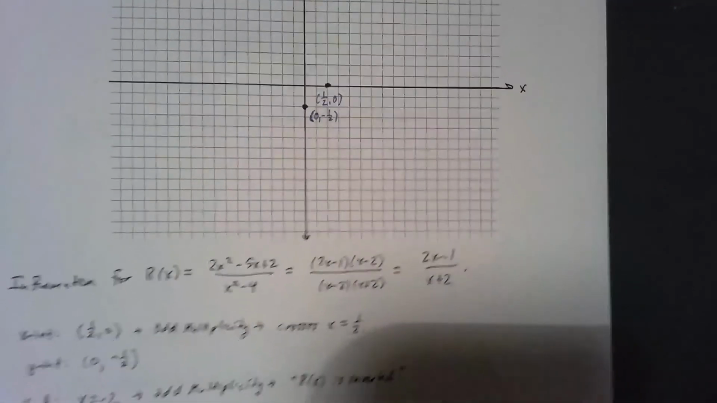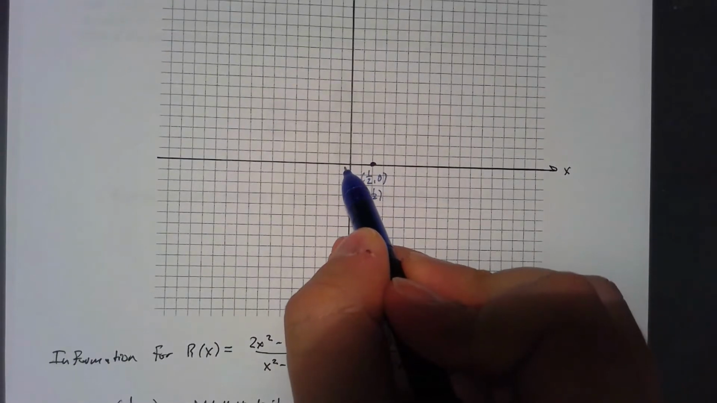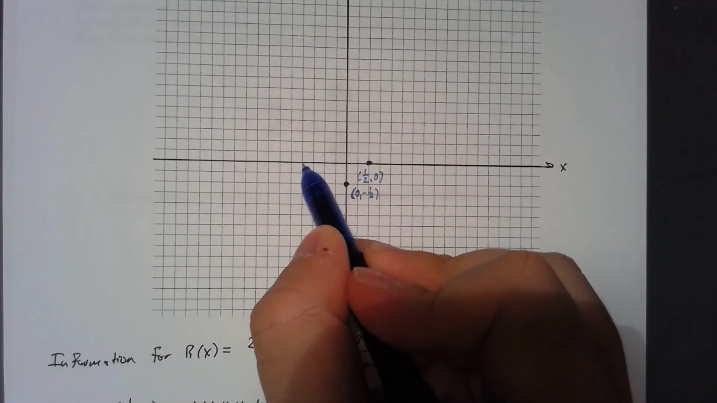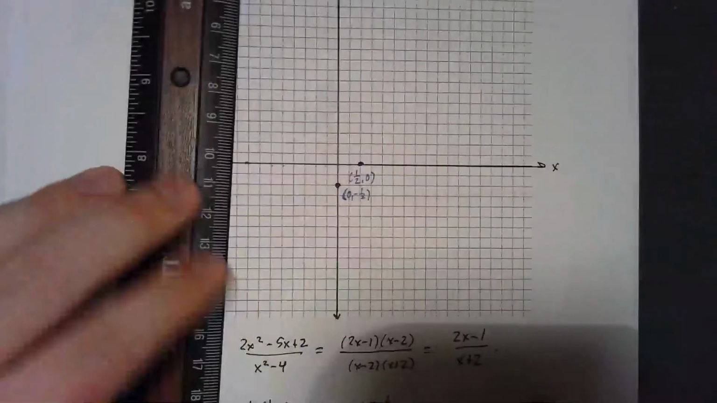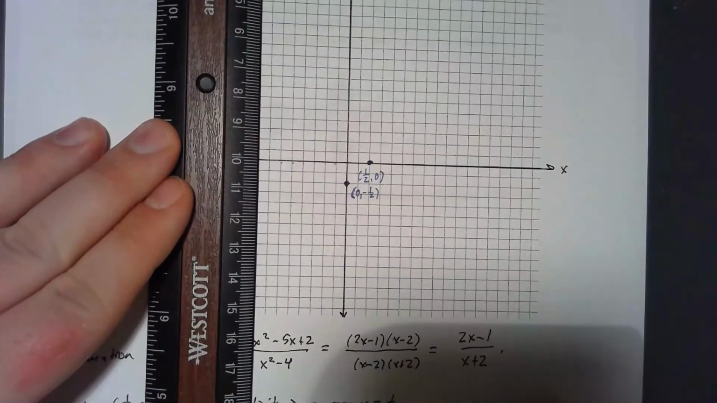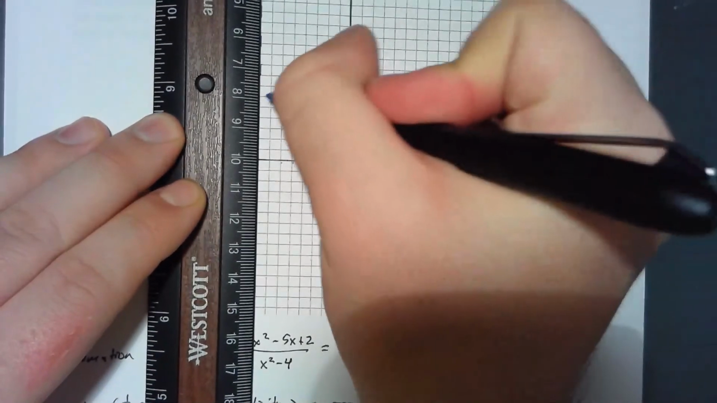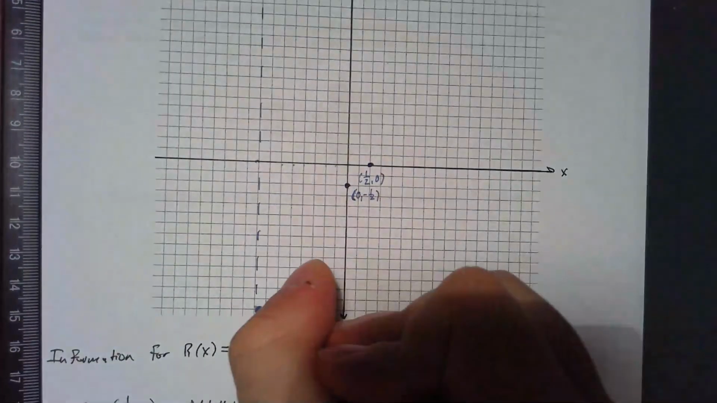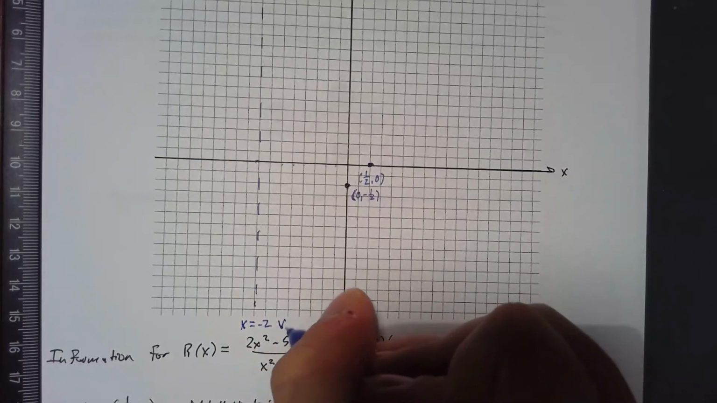My asymptotes: my vertical asymptote is x equals negative 2. So 1, 2, 3, 4, that's 1. 1, 2, 3, 4, that's 2 right there. So that vertical line is the value of the vertical asymptote, x equals negative 2. That's the vertical asymptote.